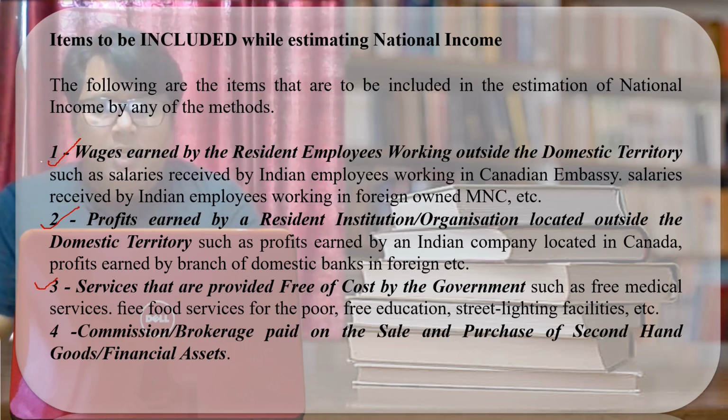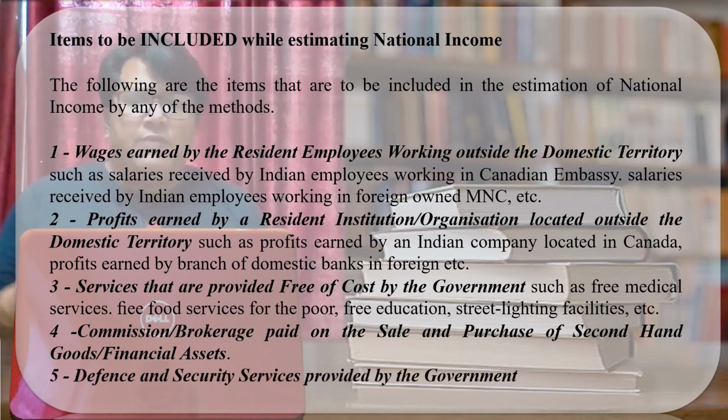The next is commission, brokerage paid on the sale and purchase of second-hand goods. Always remember, as I told you, the sale and the purchase of financial assets or the goods and services should not be considered, but the commission or the brokerage paid on the sale and purchase should always be considered. Why? Because it will be the factor services on behalf of the broker, and we always consider the factor services because factor services are earned income. I hope the point is clear.